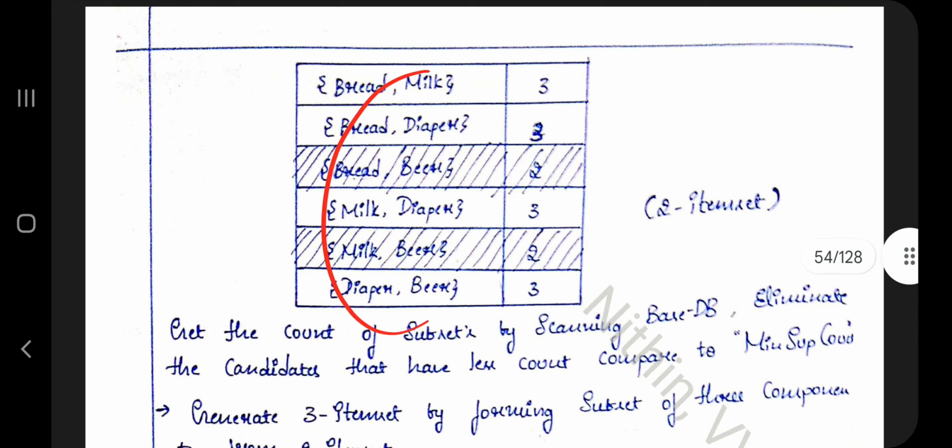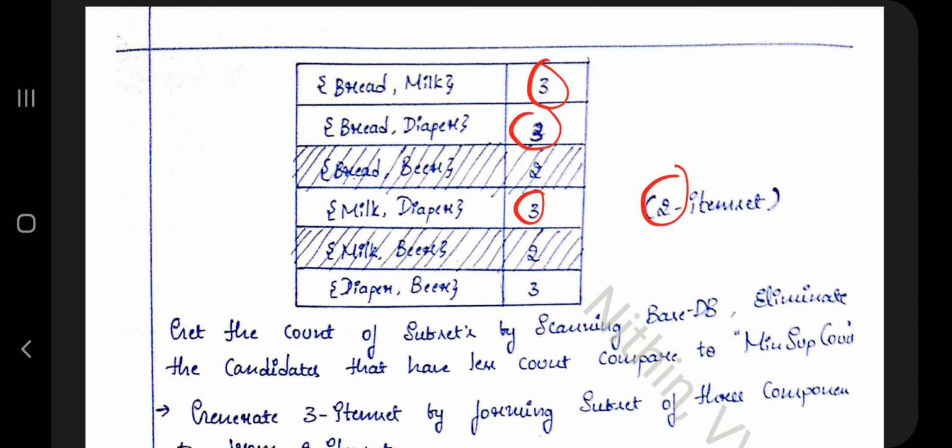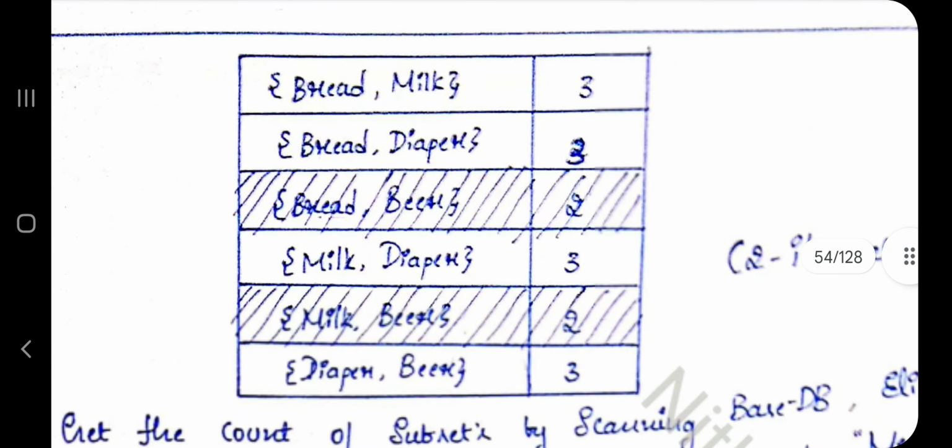After you have done that, cut all those which are less than 3. That is known as a 2 item set, because you are considering 2 items at a single instance. After that, consider those which are not less than 3. After you have written that, again make combinations of 3.